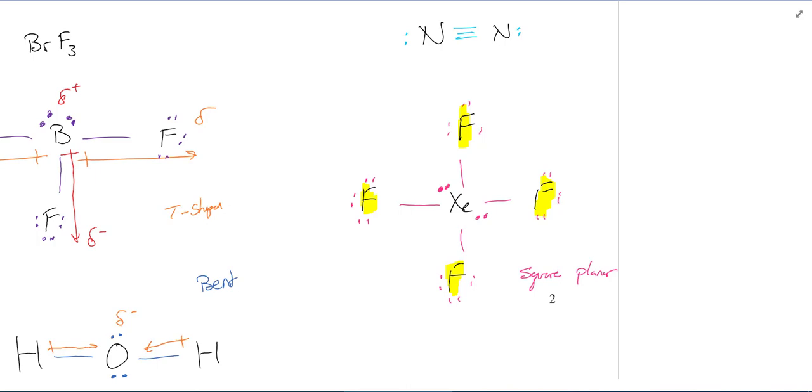That's how you determine if a molecule is polar or not. You have to look at the molecular shape and the electronegativity to see how the atoms are bonded, and if we're unsymmetrical or symmetrical. And that's how you determine polarity.